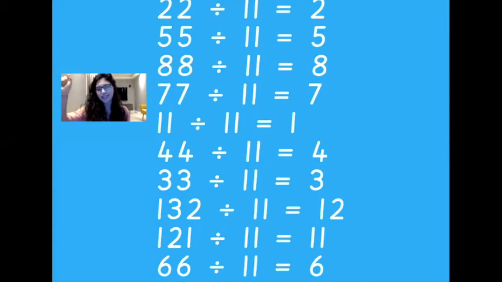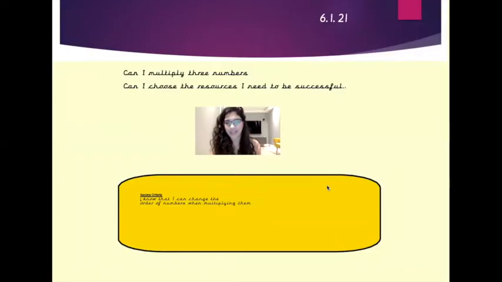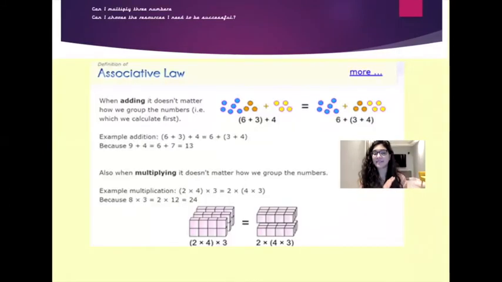So have a look, see how many you got right, tick the ones you did and correct the ones that you didn't. Our learning objective for today is, can I multiply 3 numbers? And also, can I choose the resources I need to be successful? When you add numbers together, it doesn't matter how you group the numbers. So it doesn't matter which numbers you're adding together first.